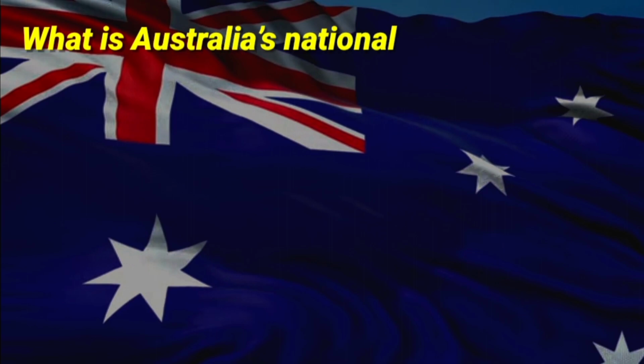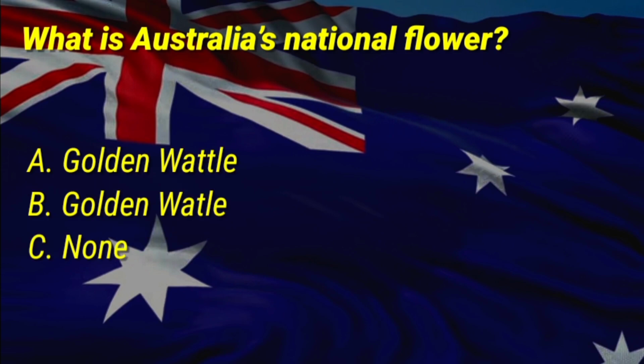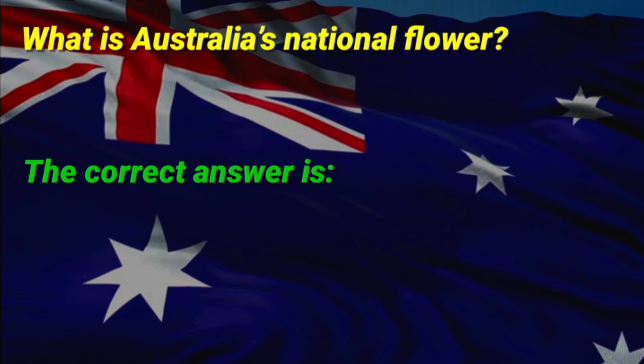What is Australia's national flower? A. Golden wattle. B. Golden wattle. C. None of the above. The correct answer is A.